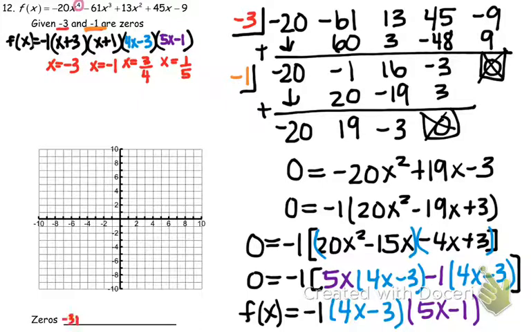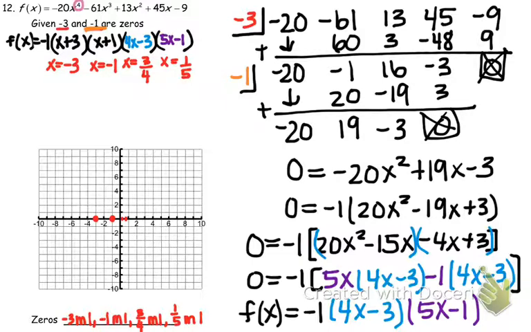So let's determine their multiplicities. Each of these zeros only occur once, so each of their multiplicities will be 1. Since they all have odd multiplicities, they will all pass through the x-axis at their 0 values. Let's plot these zeros. We have negative 3, negative 1, positive 1/5, and positive 3/4. Those points are a little bit smaller, but they're in there.